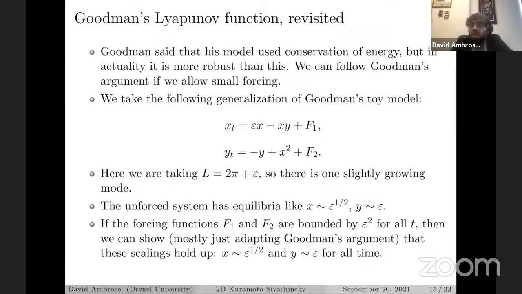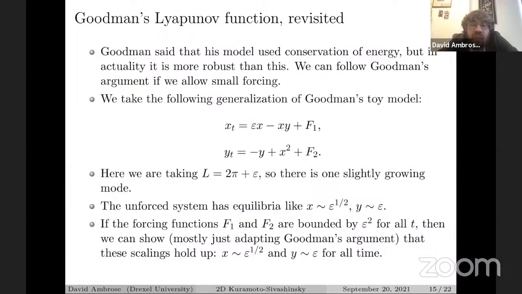Okay. So I'm going to revisit Jonathan's Lyapunov function here. If you look at the paper, he says that it uses conservation of energy, but it's actually more robust than that. It doesn't strictly require conservation of energy. We can modify Goodman's argument to allow forcing. So the original toy model was x_t equals x minus xy. We still have that here. I've put an epsilon in front of the x to say that the exponential growth in the first mode is at a small exponential growth rate.